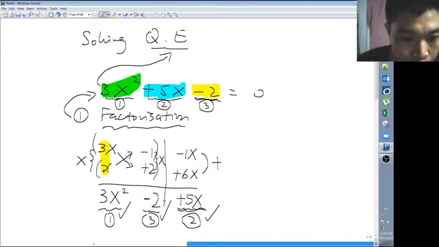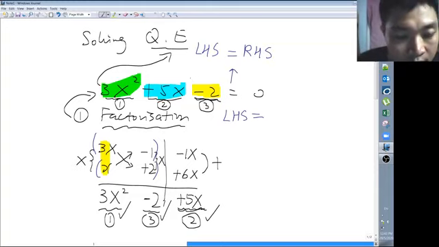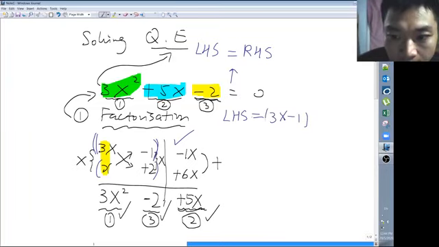If I were to rewrite this, so this is my left hand side, equals to, and by the way, this is the equal sign, and this is my right hand side. This is my left hand side. So I'm using factorization, which is this method, to factorize my left hand side. So my left hand side is equal to 3x minus 1 in brackets, times x plus 2 in brackets.